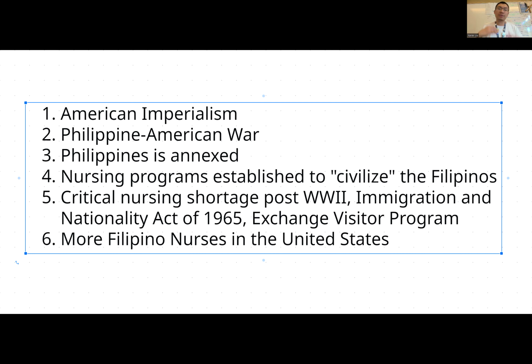So all of these steps, going from 1 to 6, help explain how we get from American imperialism to more Filipino nurses, right? Again, it's totally okay. For example, if you have different steps, if for number 3 you have the establishment of US nationals via the insular cases, that's totally fine. But be able to explain how you get from A to B, how you get from each step to each step, as you read the article. That'll be very helpful for you during the mini quiz.